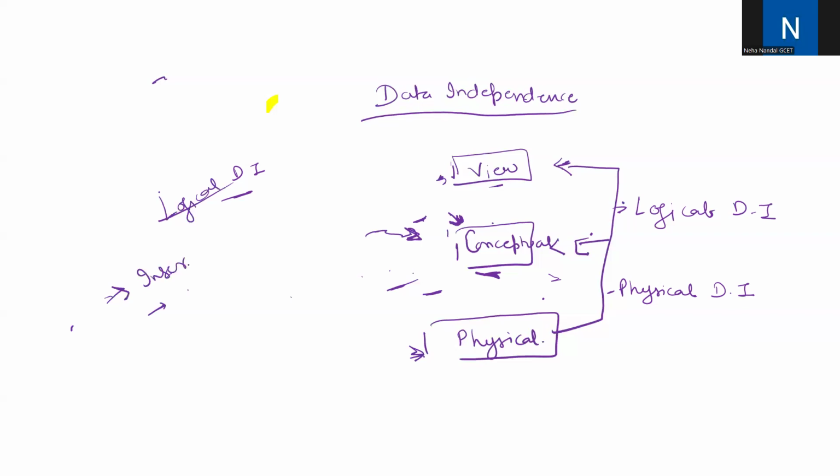If you are making some insertions, deletions, updations in the tables, should it affect the view level of the user? No, it should not affect. Those changes will not affect in any way your view level or external level. That is called logical data independence. These definitions are very, very important that you have to remember.